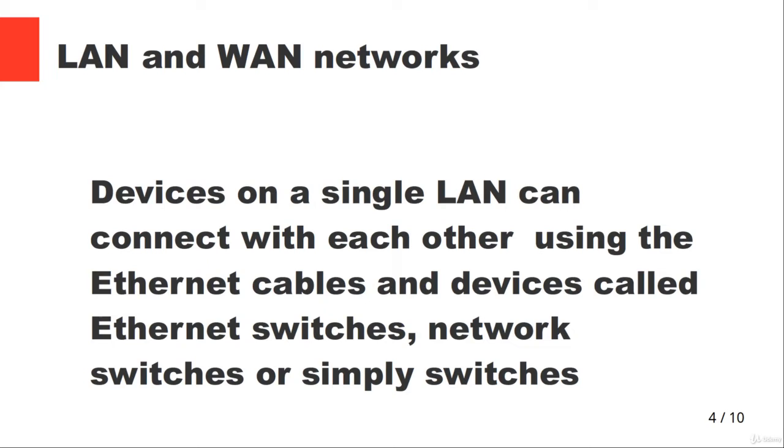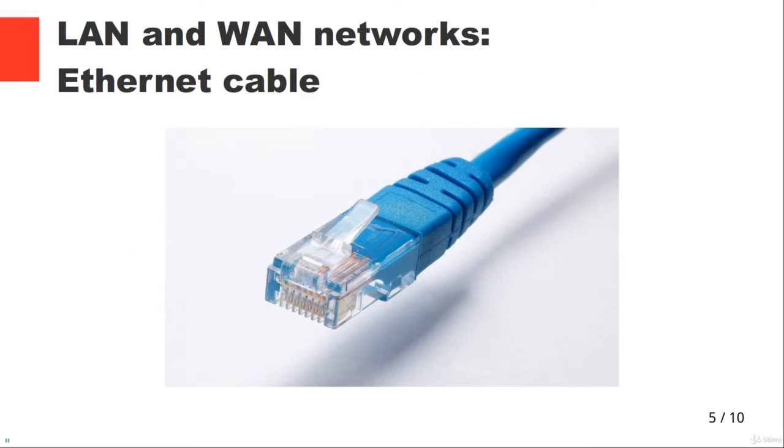Devices on a single LAN can connect with each other using Ethernet cables and devices called Ethernet switches, or simply switches. I'm sure you have seen plenty of Ethernet cables. That's more or less how it looks. It's terminated with RJ45, that plug is called RJ45. It's a pre-made cable, so it's sealed in that plastic, but still it's the same cable. It's RJ45 and a Cat5 or Cat5e cable connecting those RJ45s.